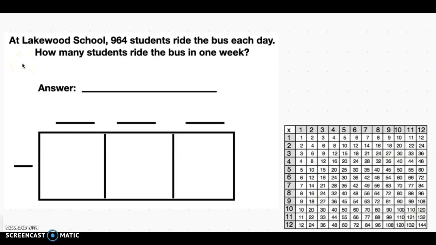Hello. Today for math, we are going to solve word problems. Let's go ahead and get started with the problem that we have today.